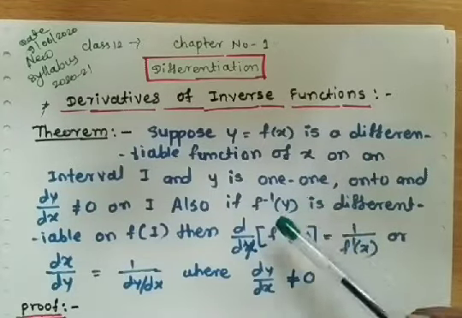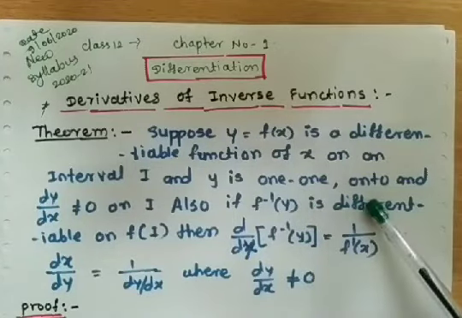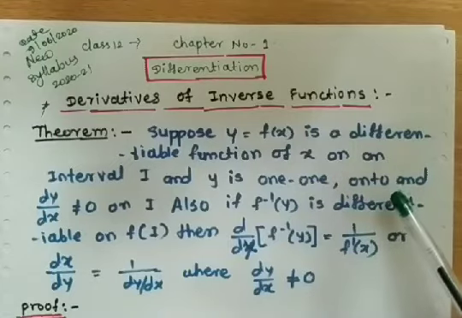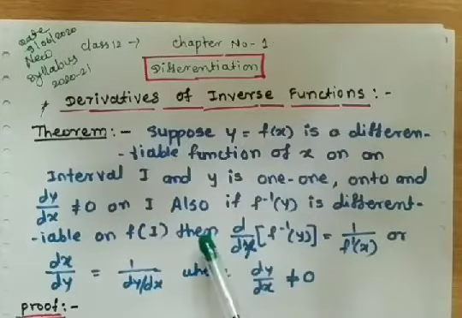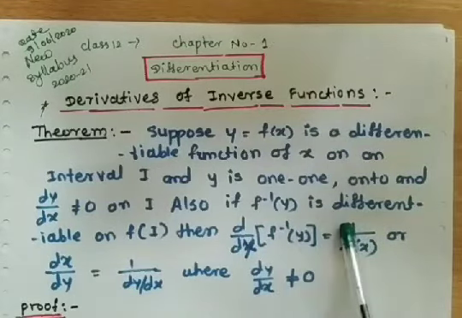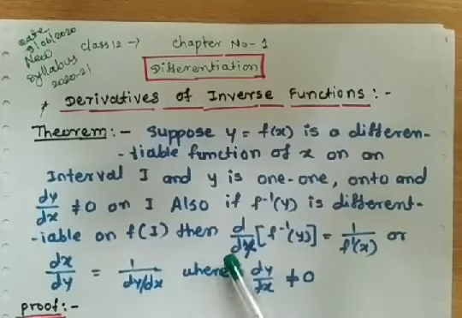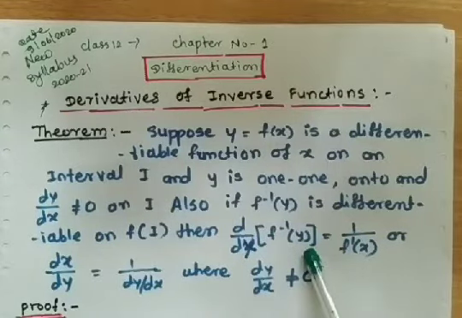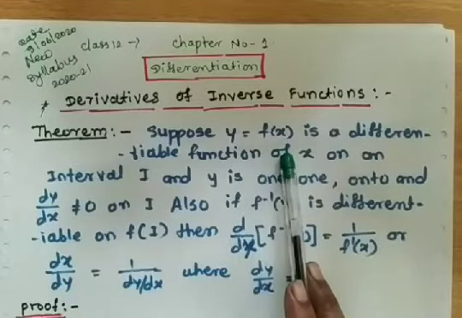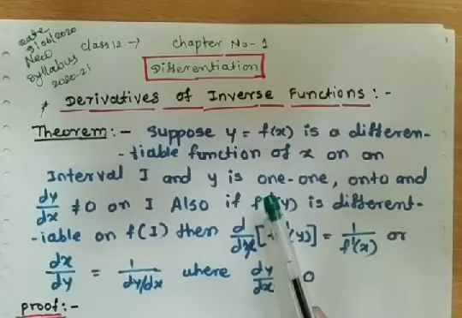We have already seen what one-one functions and onto functions are in the 11th standard, in the chapter on functions. And in this theorem, if f inverse of y is a differentiable function on f of I, then d by dy of f inverse of y, where y is equal to f of x is the given function, and when we take the inverse of that function, it becomes f inverse of y.